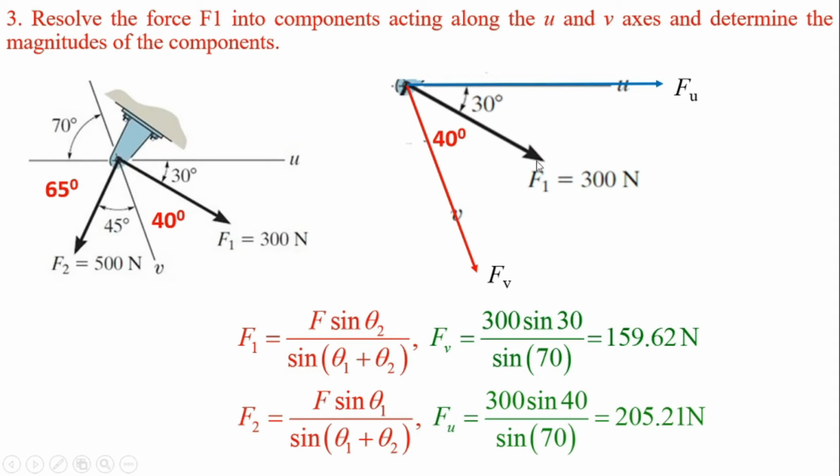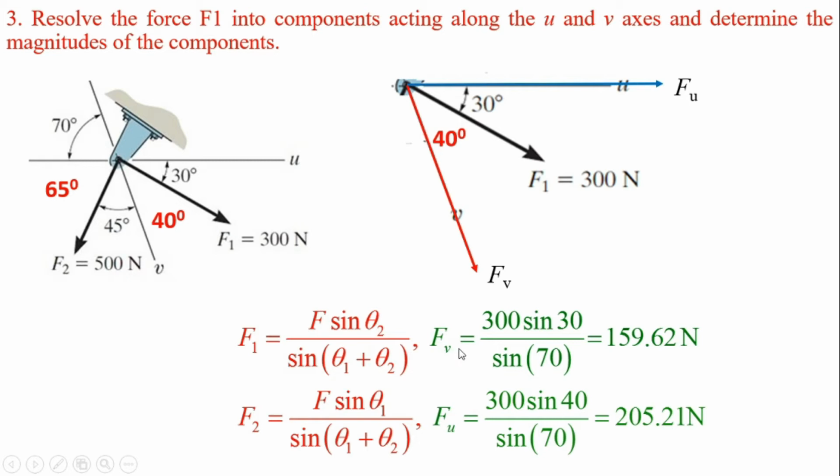Now let us resolve F1 along u and v, and hence let us indicate the component of force F1 along u as Fu, and the component along the v direction as Fv. So we have to calculate Fu and Fv. The angle between these two is 70 degrees, non-perpendicular, using the concept of skew resolution. So we know the equation F1 is equal to F sin theta 2 upon sin of theta 1 plus theta 2. So I will replace F1 by Fv.